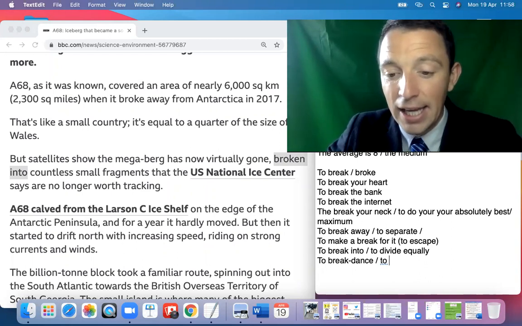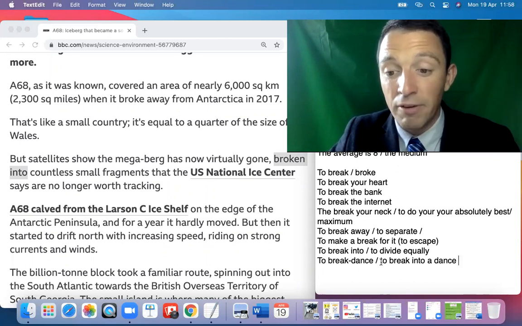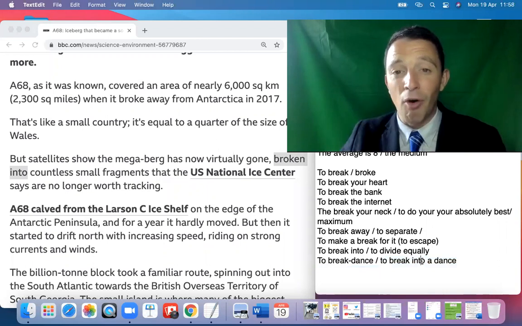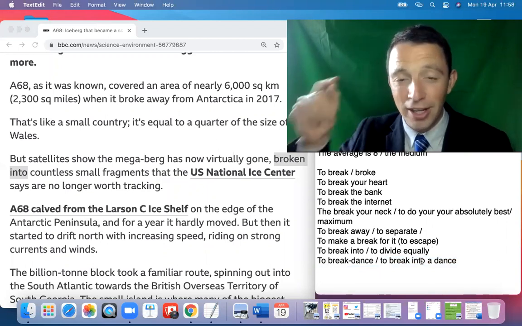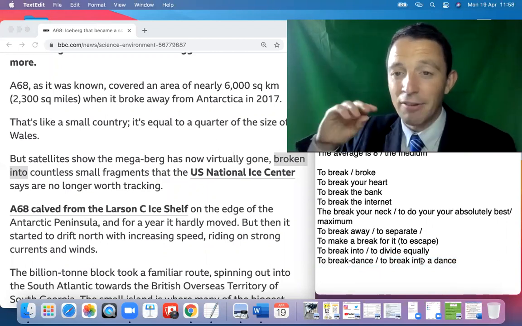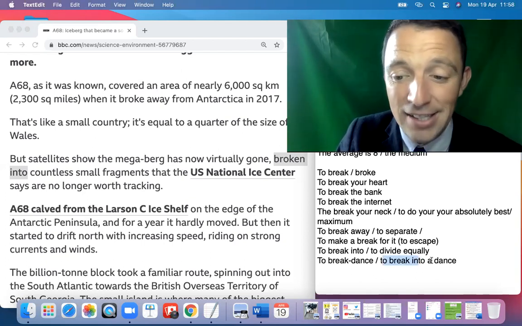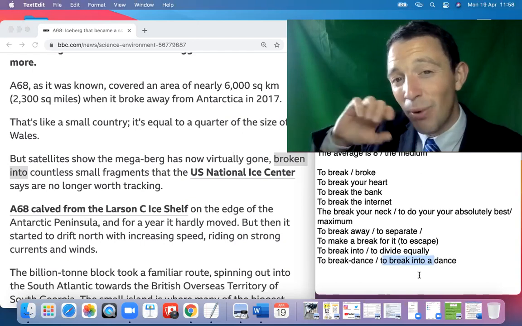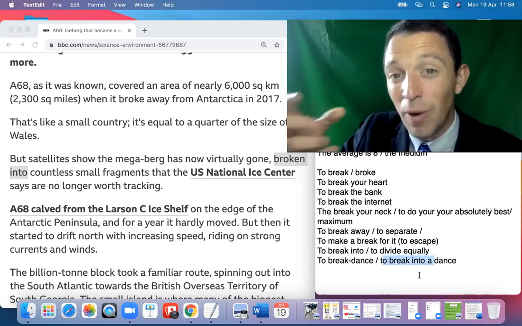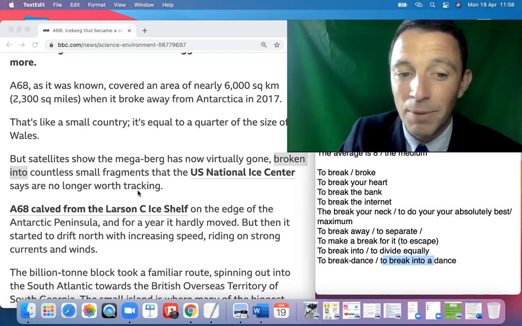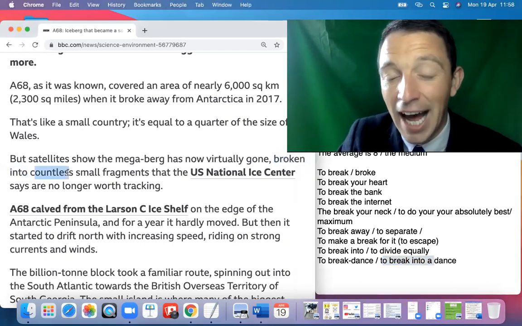To break into dance has a little different significance. So for example, at the wedding, everybody is very serious, everybody's very formal at the beginning, but suddenly the music starts and everybody breaks into dance. So it is possible to break into dance. Of course, in the house, to break into the house has the significance to enter, like to burgle illegally. So it's very flexible.